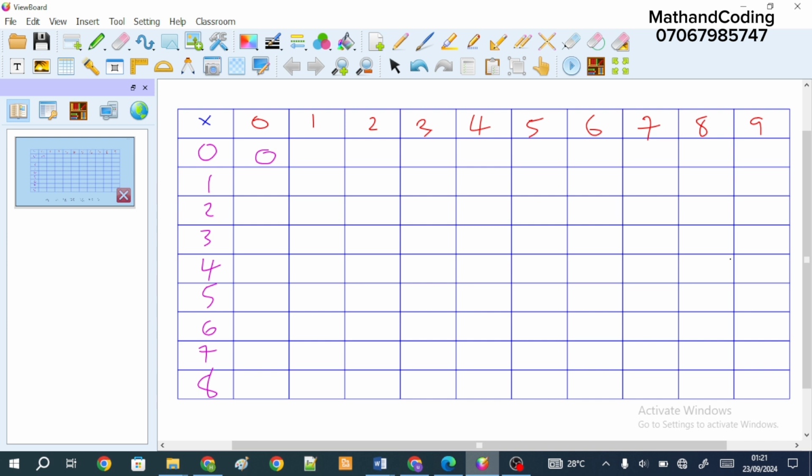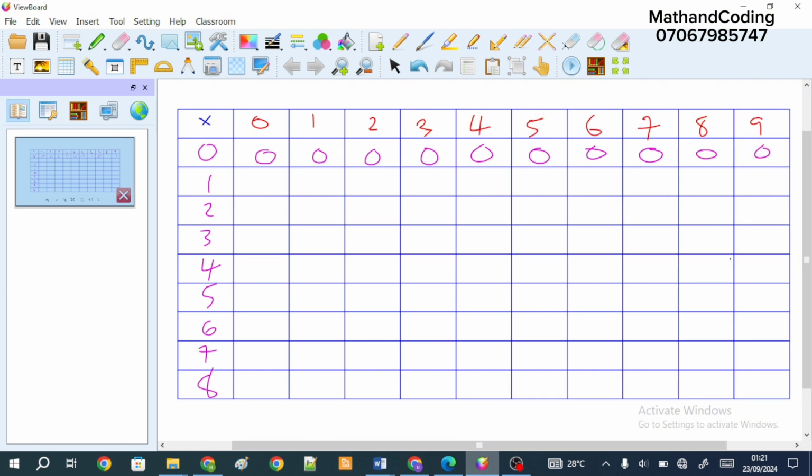So 0 times 1 is 0, 0 times 2 is 0, 0 times 3 is 0, 0 times 4 is 0, 0 times 5 is 0, 0 times 6 is 0, 0 times 7 is 0, 0 times 8 is 0, 0 times 9 is 0.